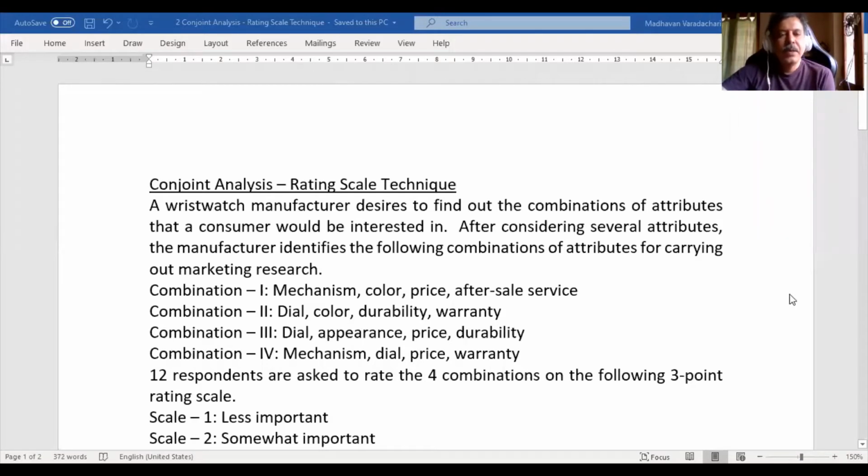Hello everyone. In this video, we'll see how we apply the rating scale technique in conjoint analysis with a numerical example. A wristwatch manufacturer desires to find out the combinations of attributes that a consumer would be interested in. After considering several attributes, the manufacturer identifies the following combinations of attributes for carrying out marketing research.